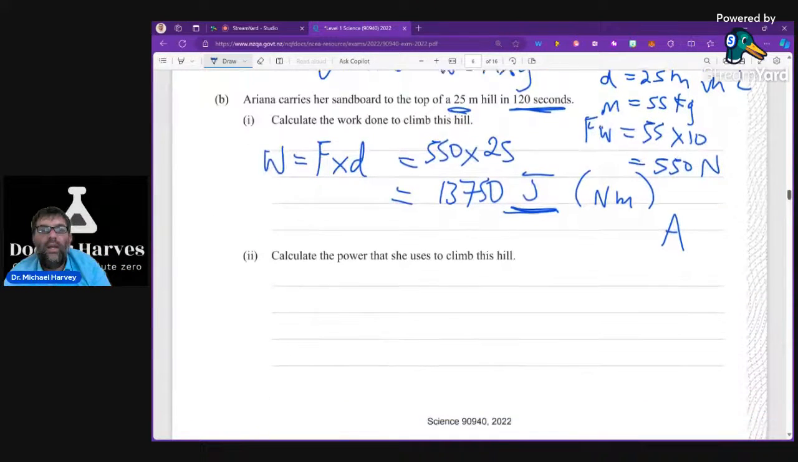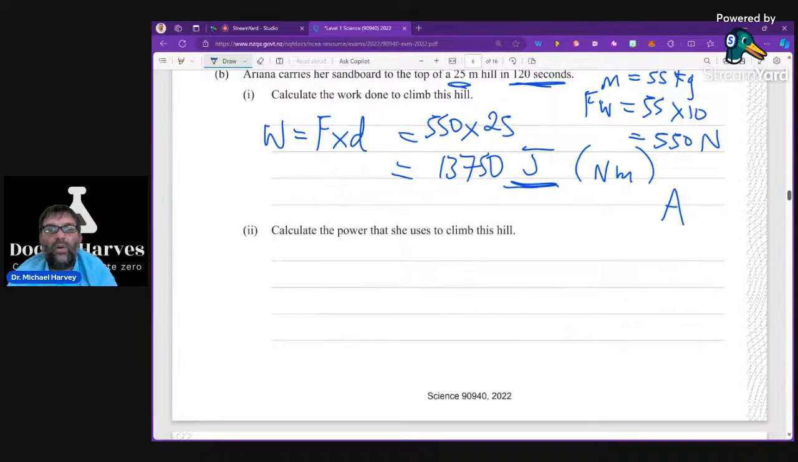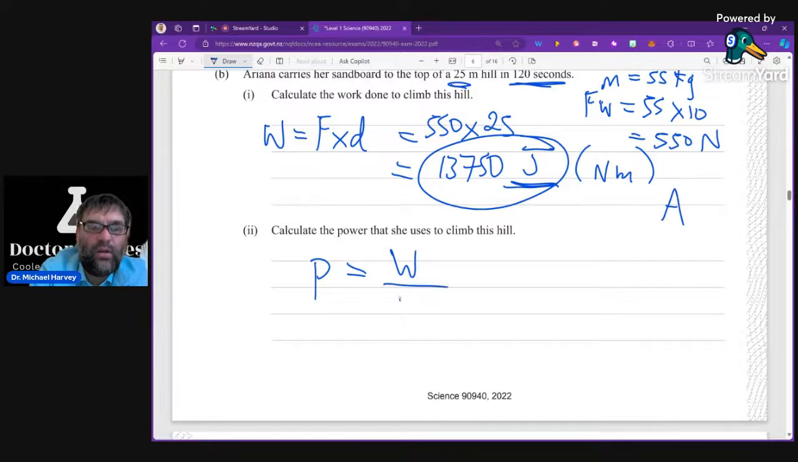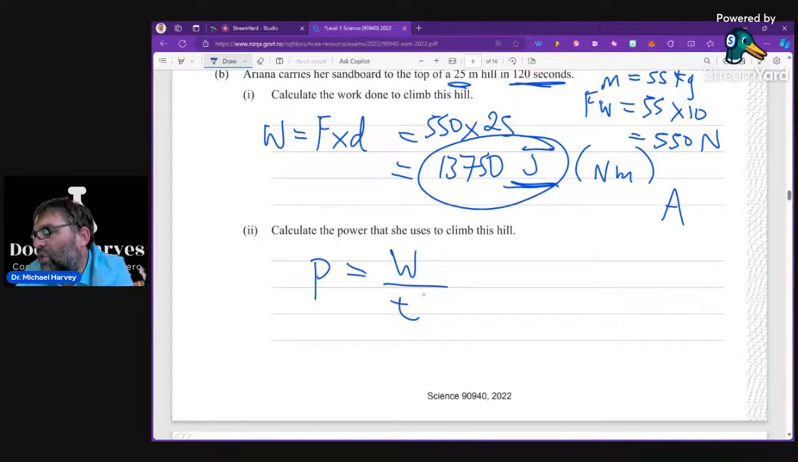Okay, so next one from calculate work done to climb the hill: calculate the power that is used to climb the hill. Okay, so we've just calculated work, and power equals work divided by time. Another equation that you have to know. Okay, so do we have a time? Yes, we do. 120 seconds above. Okay, there you go.